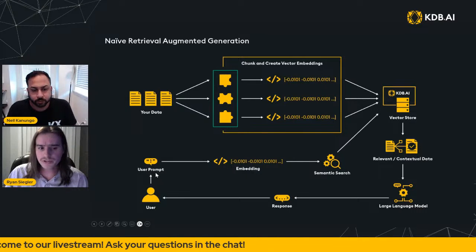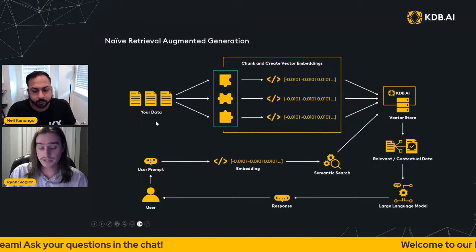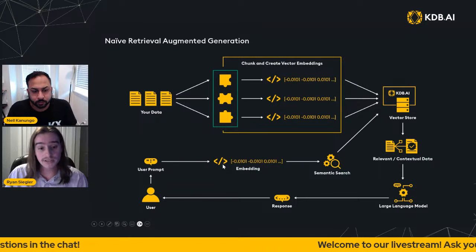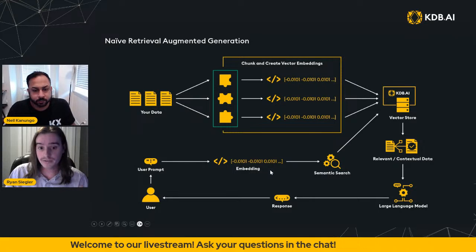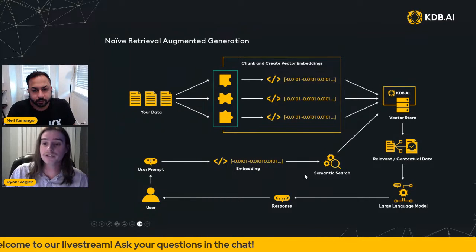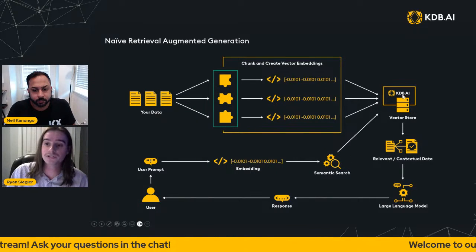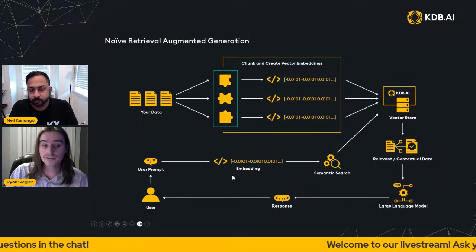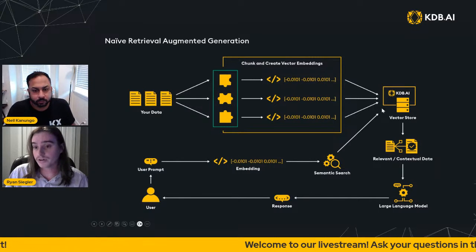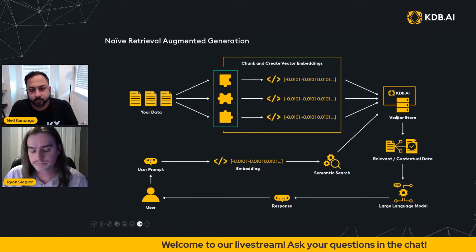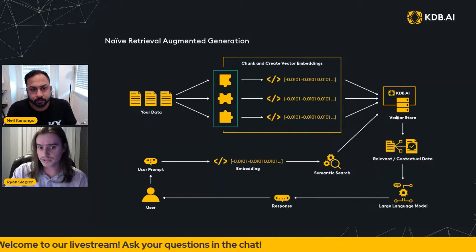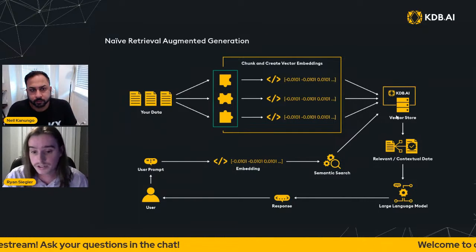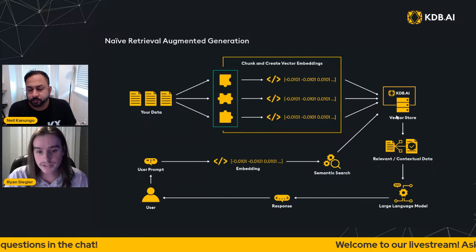So when a user asks a question, say about our data set, that question is going to be embedded the same way that our chunks were embedded. And when it's embedded, we have it in that vector embedding format, and we can do a semantic similarity search between our user prompt and our vector store. And there's a few different ways we can do it. We can use search methods like cosine similarity or dot product or Euclidean distance.